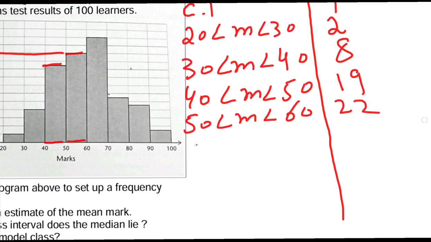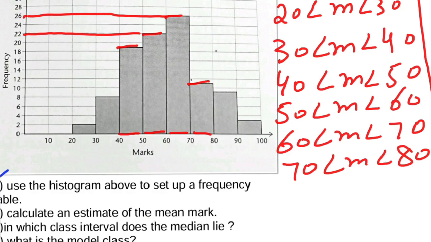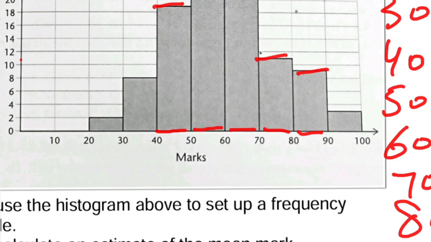Now between 60 and 70, you can see there is no gap between them. 60 and 70, have a look. There we got 26 marks. Now between 70 and 80, there we go. That we got 10, say 1 mark up, so 11 marks. And now between 80 and 90, there we go. So this is going to be almost 9 marks.